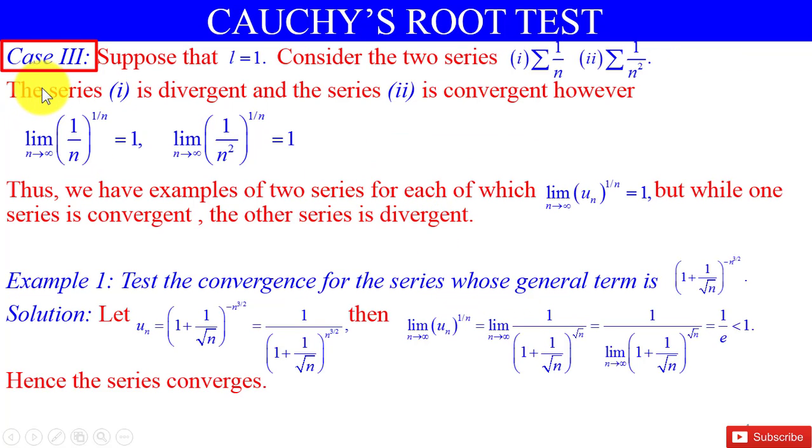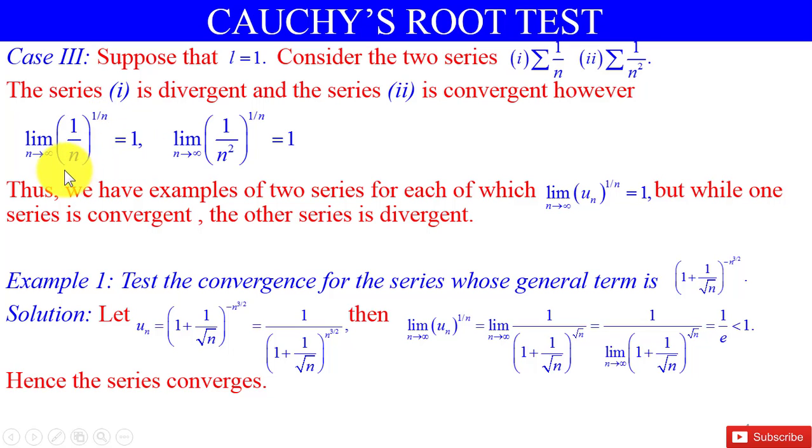Case 3. Suppose that L is equal to 1. Consider the two series sigma 1 by n and sigma 1 by n square. The series 1 is divergent and the series 2 is convergent. However, limit n tends to infinity un raised to the power 1 by n is equal to limit n tends to infinity 1 by n raised to the power 1 by n, which is equal to 1.